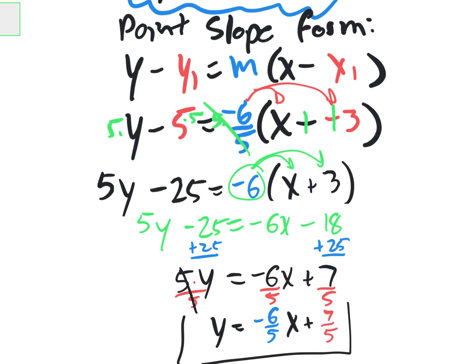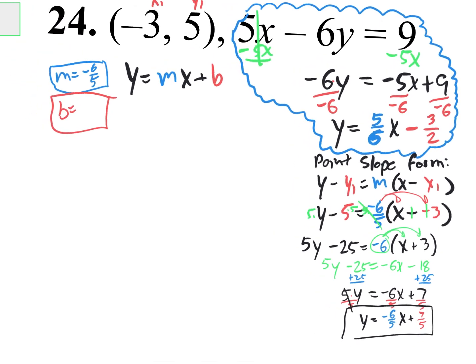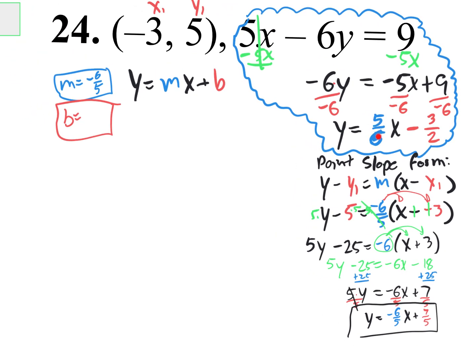And there is your slope-intercept form equation. And how do we do that? We took the slope that we found that was perpendicular to the given slope of the given equation, and then we used the point to go with point-slope form, and then changed the point-slope form to slope-intercept.